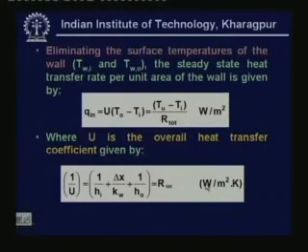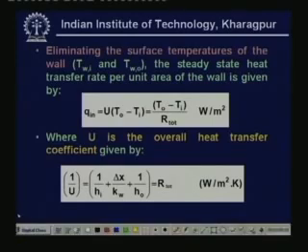Now you can eliminate the surface temperature of the wall, that means T subscript Wi and T subscript Wo, and write the steady state heat transfer equation in this form using the overall heat transfer coefficient U. If you are using the overall heat transfer coefficient U, you can write the steady state heat transfer rate per unit area, this is heat flux basically, watt per meter square, that is equal to the overall heat transfer coefficient multiplied by the temperature difference between the outdoor air and indoor air, T naught minus Ti.